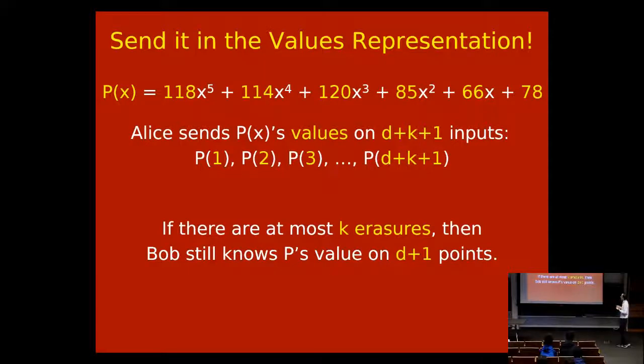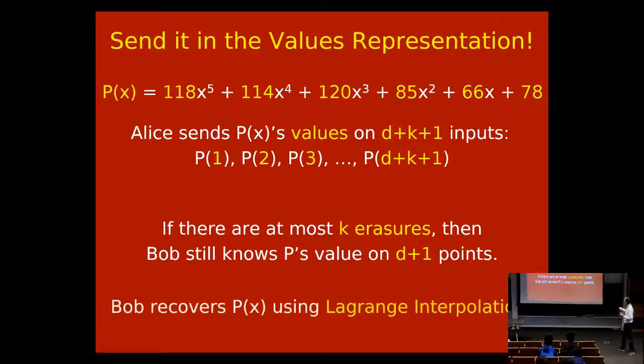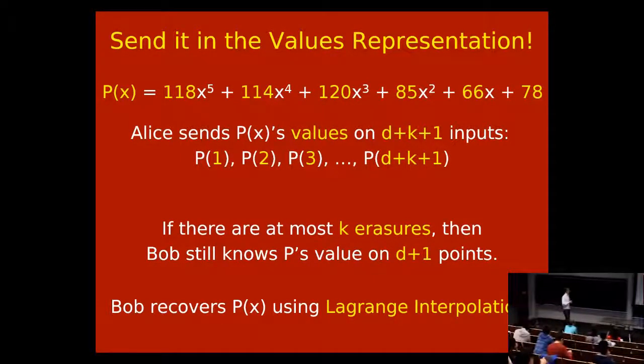Bob gets, well, this goes across the channel, these d plus k plus 1 symbols, or numbers, mod 257. And at most k of them can be erased. So what Bob sees is he still gets p's value on at least d plus 1 different points, because at most k of these get erased when it goes across the channel to Bob. And so now Bob knows the polynomial's value on d plus 1 different points. And he knows that Alice is thinking of a polynomial of degree d. So he just uses Lagrange interpolation and finds the unique polynomial that Alice had to have been thinking of.